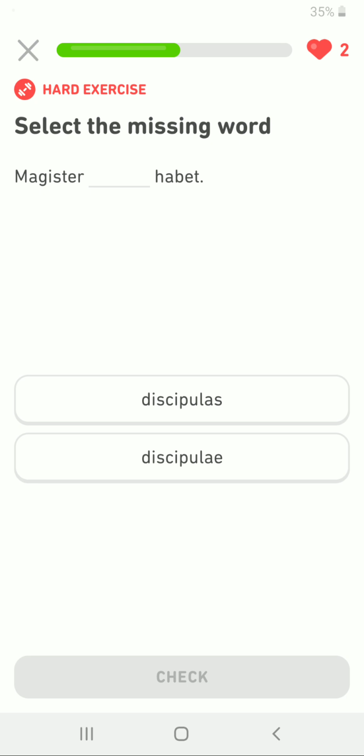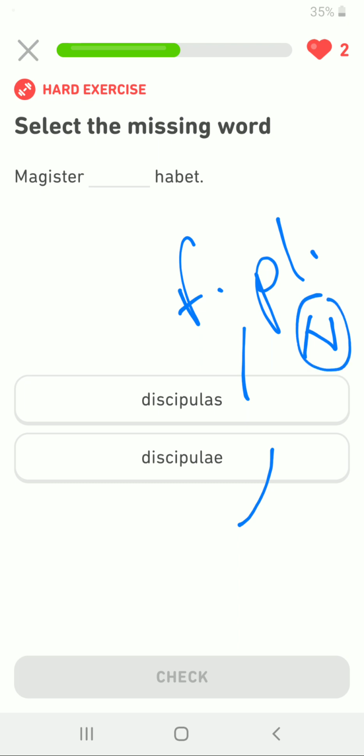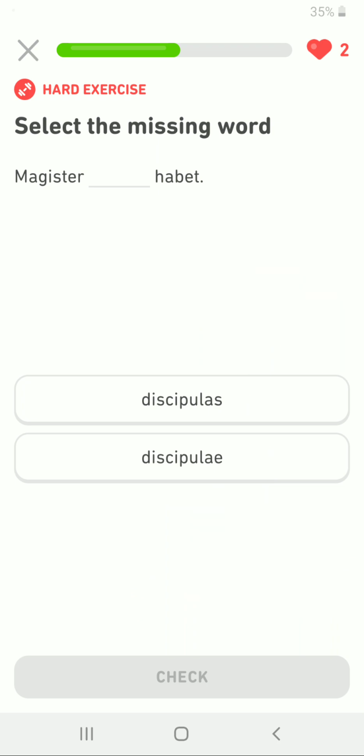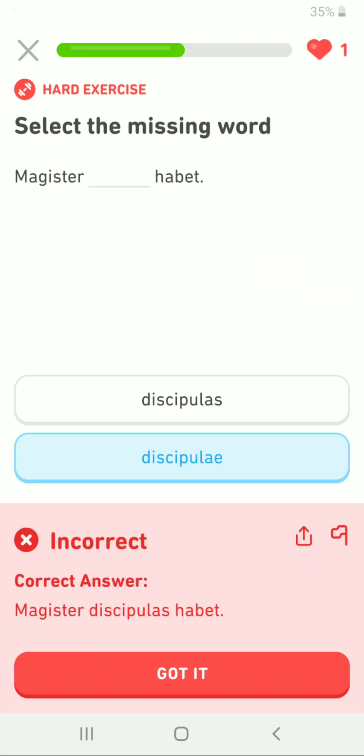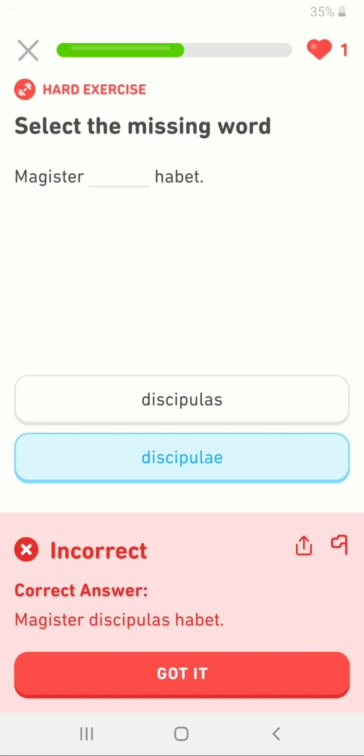This discipulas would be feminine plural, to my understanding. And if we want to put the feminine plural in the accusative case, we have to say discipuli. So that should be the right answer. Oh, no, it is not.